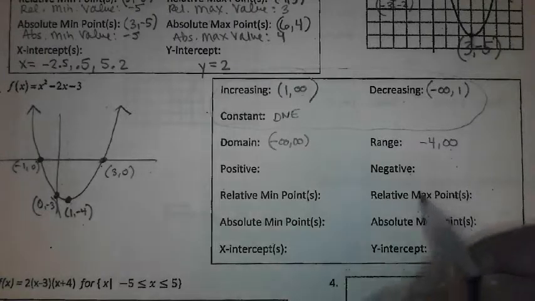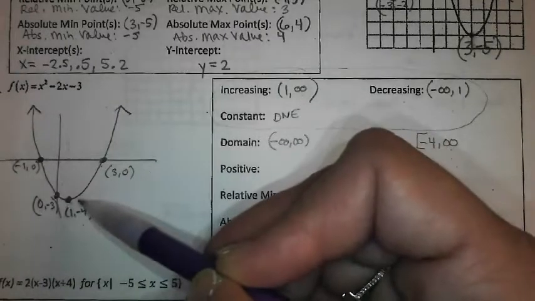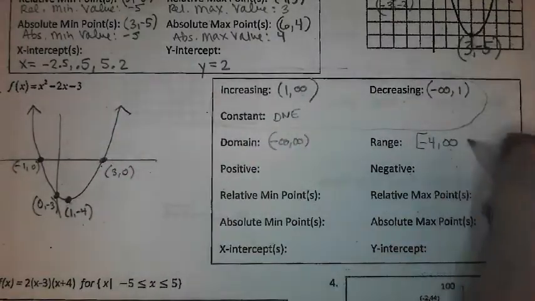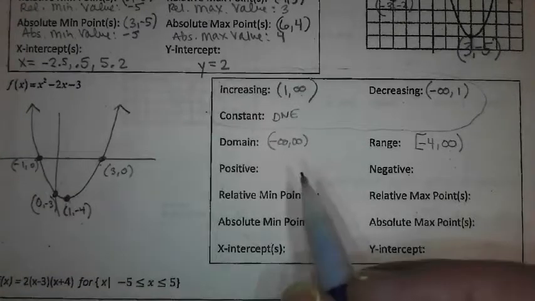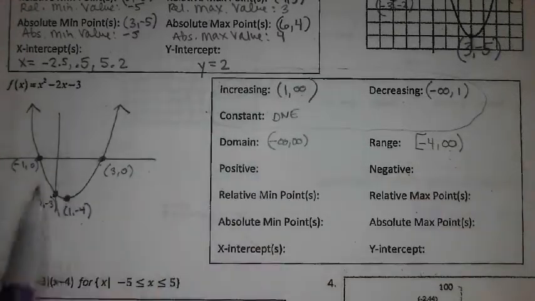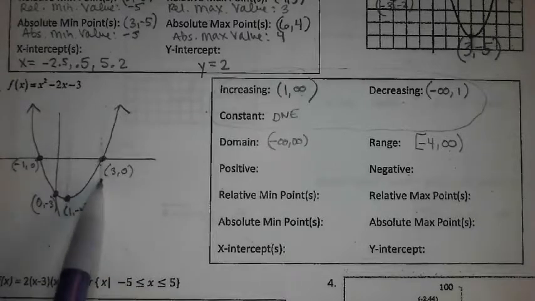It's a bracket for -4, correct? Because -4 is actually reached. It's a solid circle. So we do include -4, and infinities, again, always have parentheses. How about your positive interval, Aiden? 1 to 3. So from 1 to 3 here, it's positive.